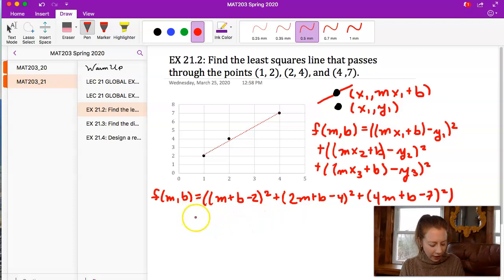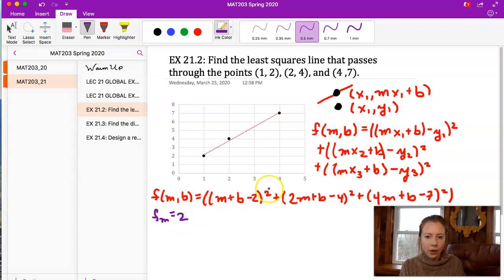Okay, so now we have to minimize this function. So we have to get the gradient to find the critical points first. So in order to do that, we have to take the partial derivative of our function with respect to m, and then we have to take the partial derivative of our function with respect to b. So let me use a different color for this. F sub m is going to be 2.